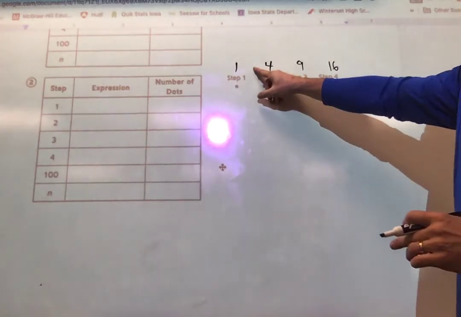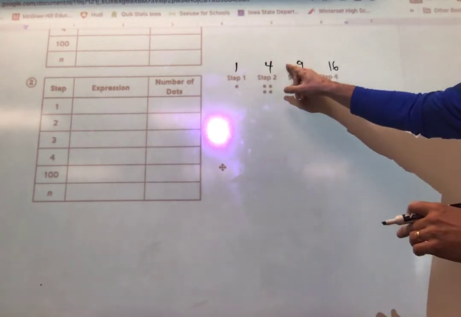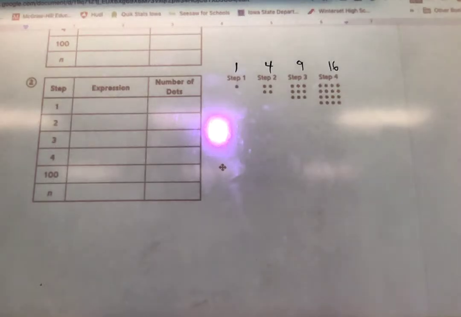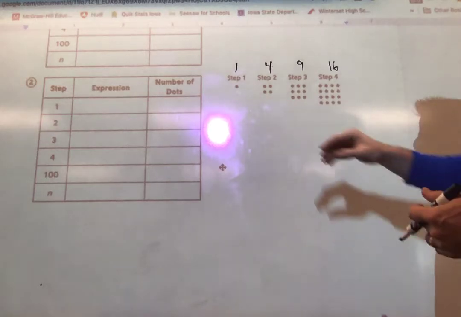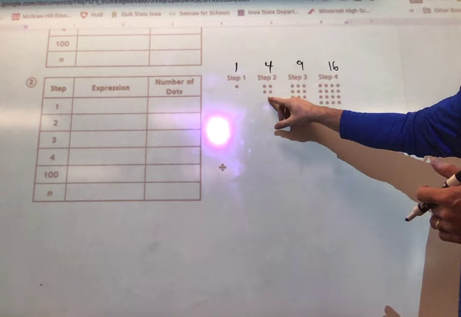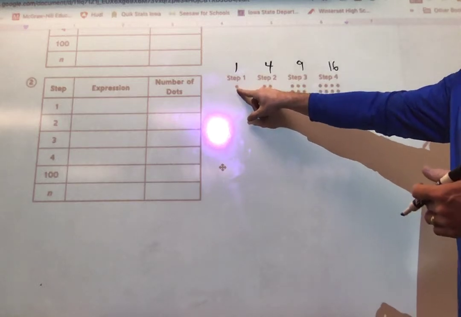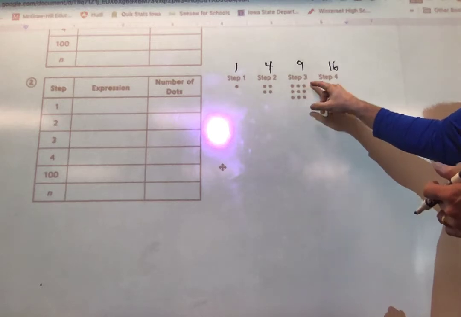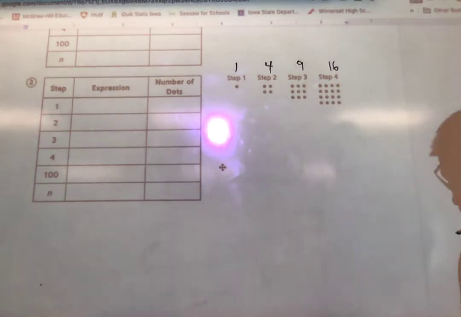Some people see here that I added 3, then I added 5, then I added 7. So you can think some adding things. Sometimes we're trying to find more multiplicative things, though, in some of these patterns, too. Another thing I notice is these things all make squares. So here I just have 1 row of 1. Here I have 2 rows of 2, 3 rows of 3, 4 rows of 4.